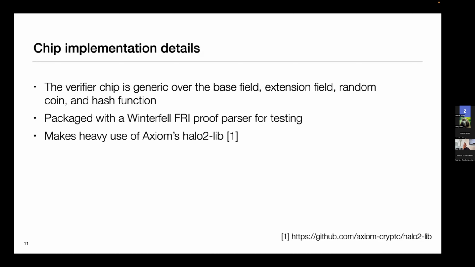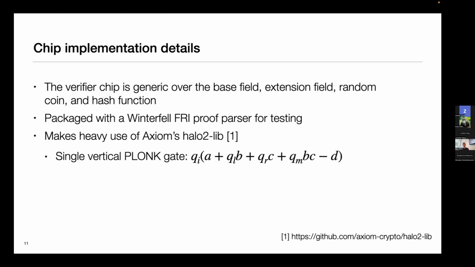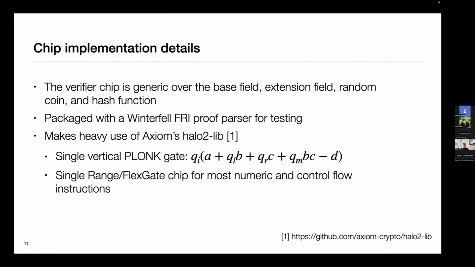The chip also makes very heavy use of Axiom's Halo2 library. I'm not using any custom gates at all in the chip at the moment. There's just a single vertical PLONK gate. Within that Halo2 lib, I'm just importing a single range and flex gate chip, provided by Axiom, which implements almost all the numeric and control flow operations that it needs, such as inner product or selecting. I've just had to extend it slightly to allow for extension field operations, which is trivial, although those could be more optimized.